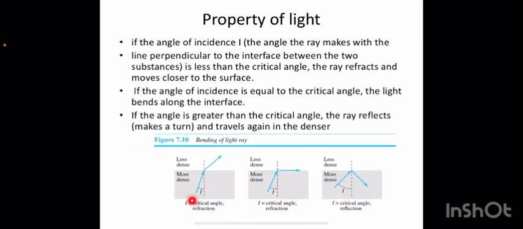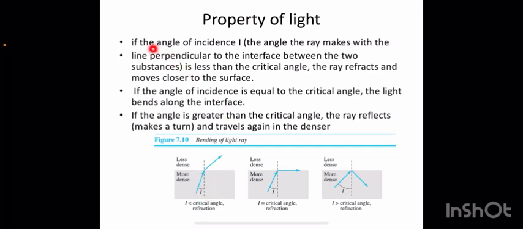So angle of incidence we can see here. This is one substance which is more dense, and this is another substance which is less dense, and this is the interface. Okay, and light moves along this way and it hits the surface, the interface between these two. And if we draw a line perpendicular to the interface, the angle between that line and the ray is the angle of incidence.